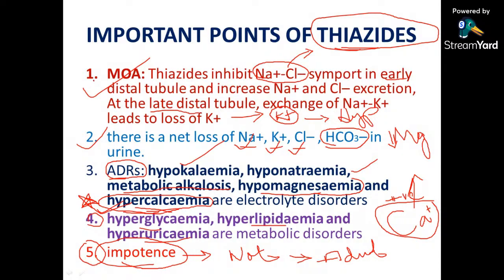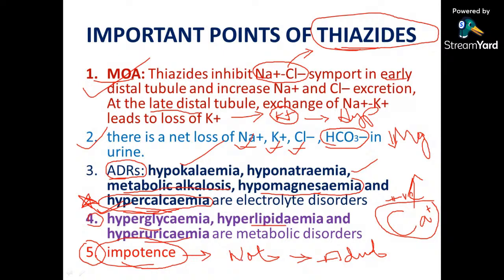First point, mechanism of action. It inhibits the reabsorption of sodium and chloride through the sodium chloride symporter, and it causes loss of sodium, potassium, chlorine, and bicarbonate ions. It causes hypokalemia, hyponatremia, metabolic alkalosis, hypomagnesemia, and it causes hypercalcemia. It increases reabsorption of calcium into the body from the urine. This is an important point. And the fourth point is it causes hyperglycemia, hyperlipidemia, and hyperuricemia. And finally, it causes impotence.